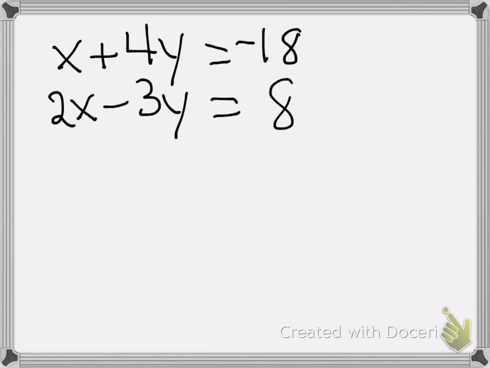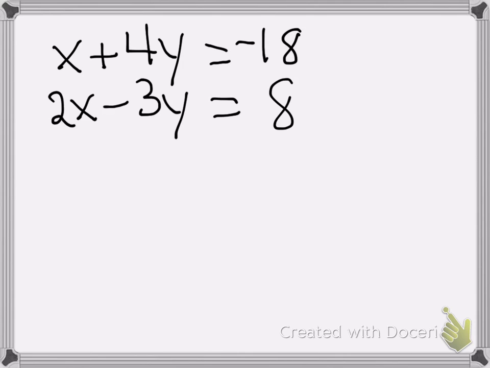Okay, now what you're going to do is look at your system and say, okay, if I just added these together, would a letter drop out? Well, no, it wouldn't, because if I added x and 2x, that's 3x. If I added 4y and -3y, that's y. So nothing's going to drop out. I'm going to have to make that happen.